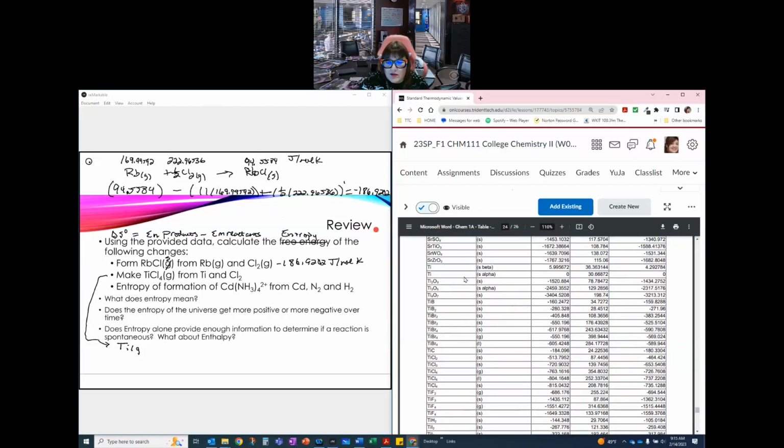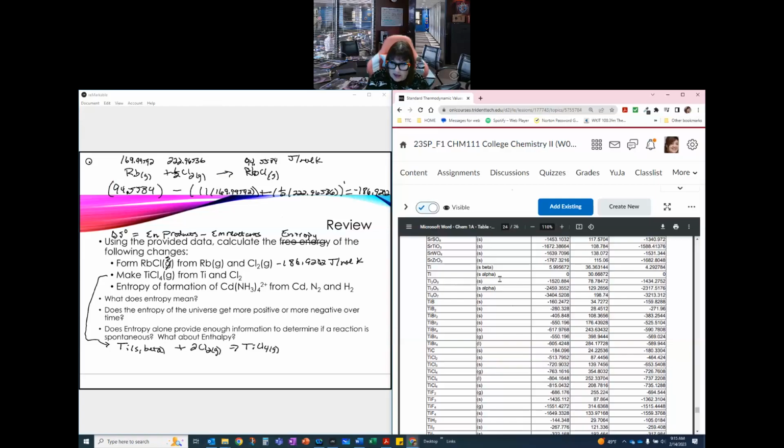Ti, we have as S, solid, beta, and alpha. I don't care which one you choose because I didn't specify. So I'm going to say, okay, I'm going to put this as solid beta. No reason why. Plus 2 Cl2 gas gives me TiCl4 gas. So that's the formation that I'm trying to look at.